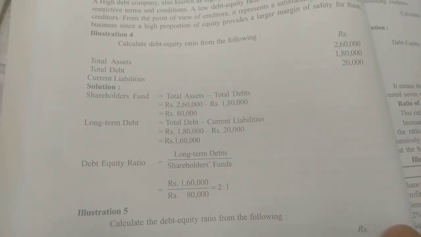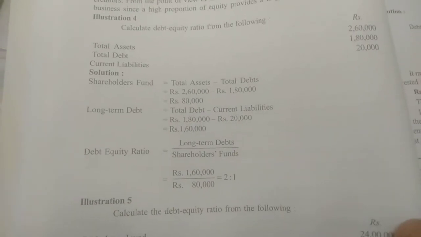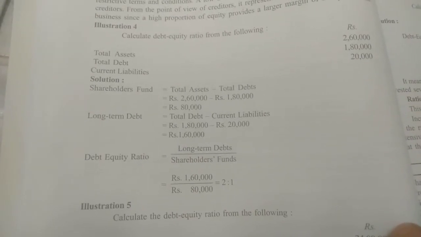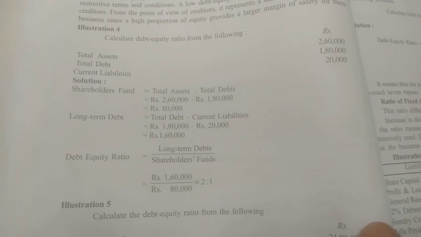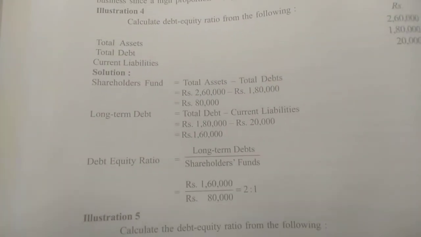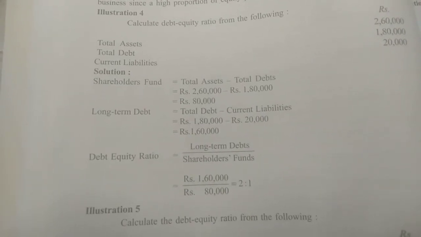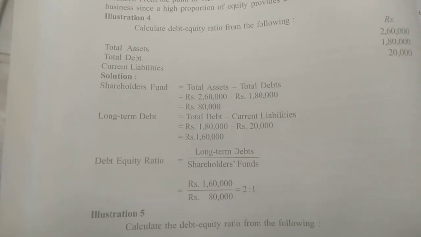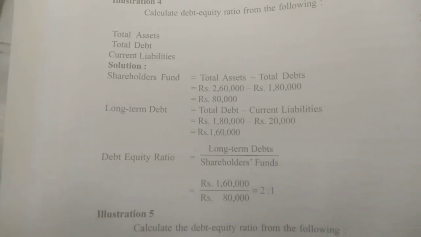Shareholders ने कितना पैसा लगाया है. So what is that? It is total assets minus total debts. आपके जितने भी assets है और आपके जितने भी कर्जे हैं वो डिविजन माइनस करके जो बचता है, that is shareholders funds. So here what is the amount of total assets? It is 2,60,000. It is already given in the numerical, minus total debts. Total debts it is also given. So the shareholders fund amounts to 80,000.